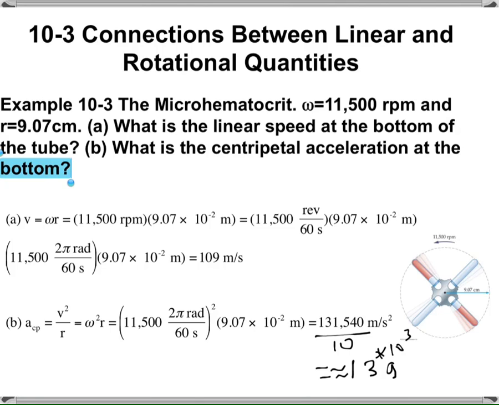Revolution per minute is omega. 11,500 means in a minute it turns 1 revolution, 2 pi, 11,500 times. In 1 minute it makes 11,500 turns, not a decimal, exactly 11,500.